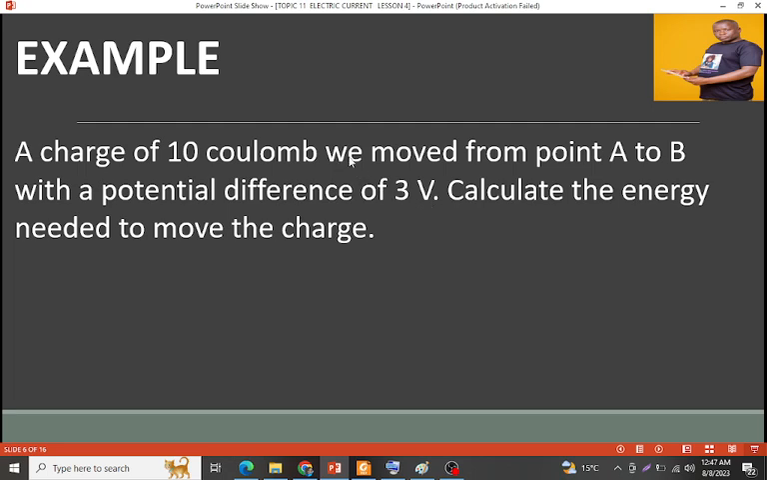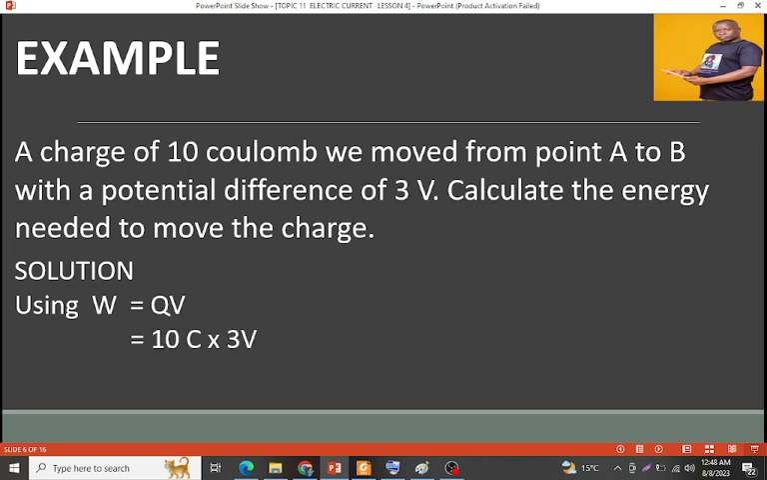Calculate the energy needed to move the charge. This W is not needed here; I think it was a typo error. So we need to calculate W. W, work done, or the energy, is equal to charge times voltage. Don't forget that.